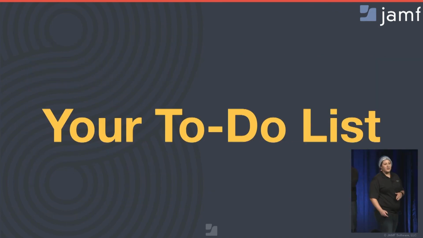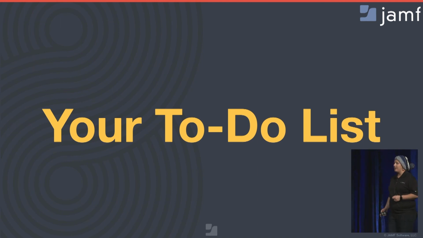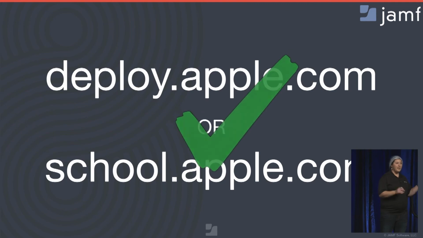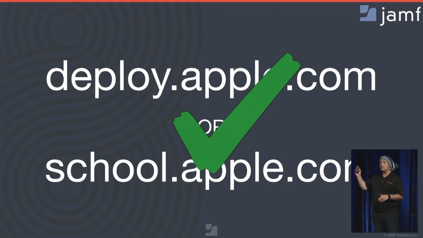So what I would like to talk about now is your to-do list. You can get started on this today. So first, if you are a commercial, enterprise or government customer, deploy.apple.com is where you're gonna wanna go. If you're in education in any way, K-12, higher ed, doesn't matter, school.apple.com is where you will be going to sign up for the device enrollment program.